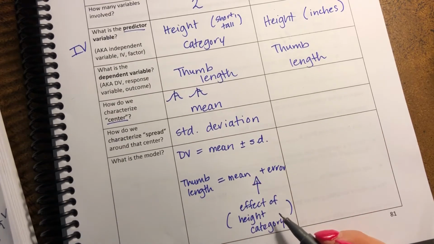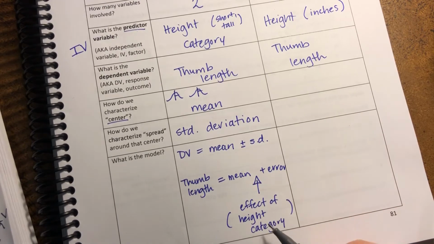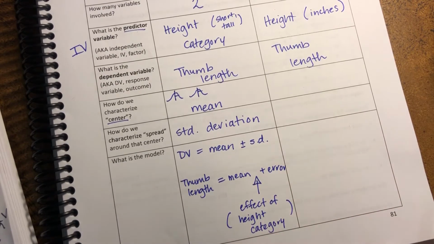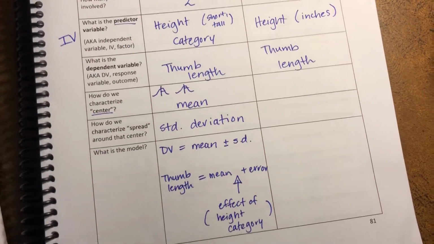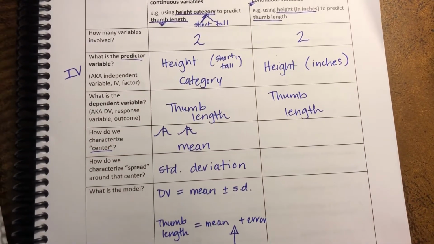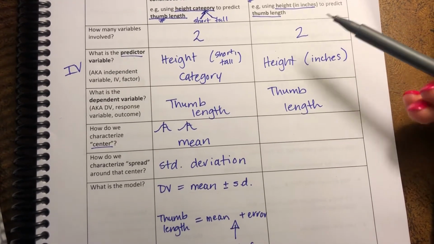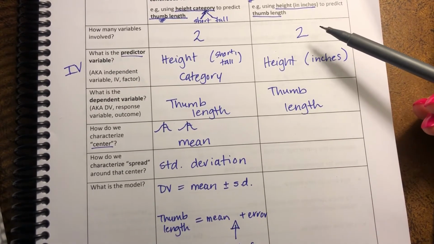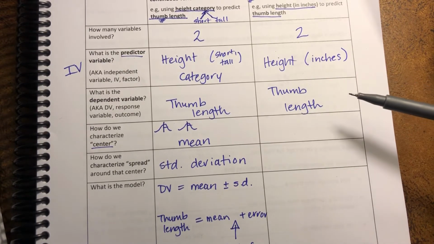Right, meaning that if they were short, we didn't alter it at all. But if they were tall, then we added 6. Okay, so this hopefully seemed like review. This is where we're moving into with classwork 10. So again, we're still using 2 variables. We're still using height as our independent variable to predict thumb length.